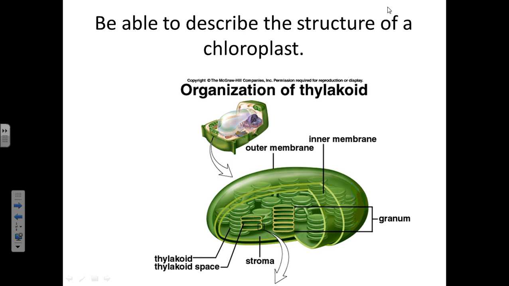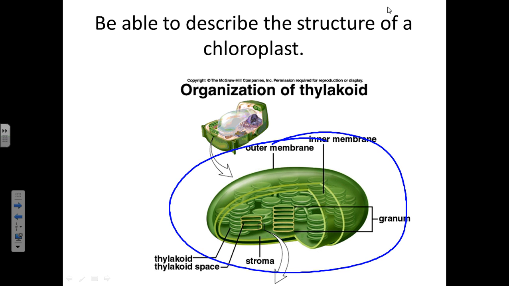All right, this is a picture of one chloroplast. This whole thing right here, that's a chloroplast. Now remember, in a plant cell, how many of those chloroplasts would there be? A bunch. You saw plant cells under the microscope. You know there's a bunch of those in there.